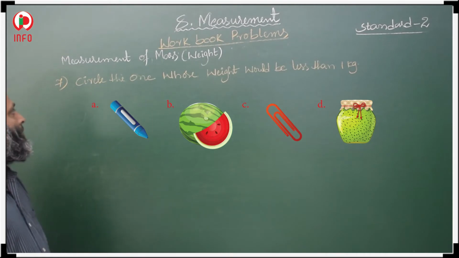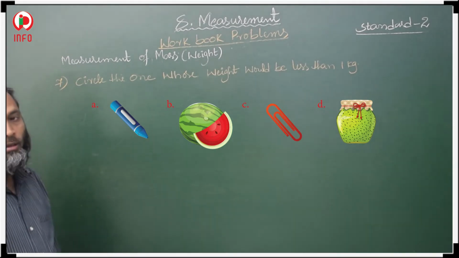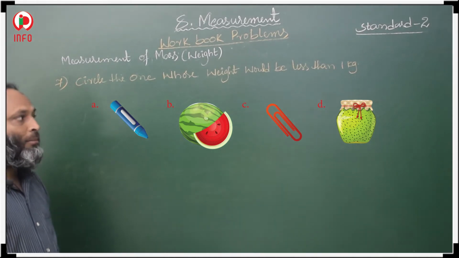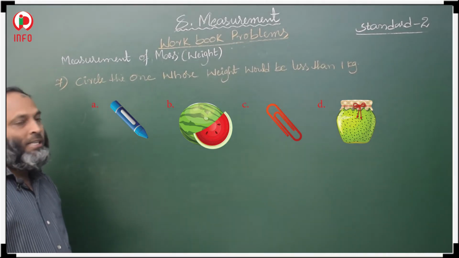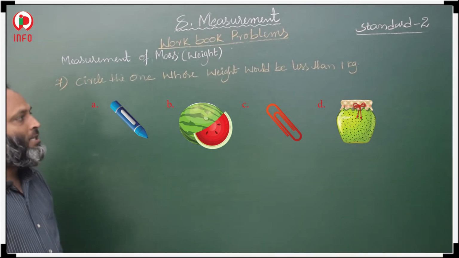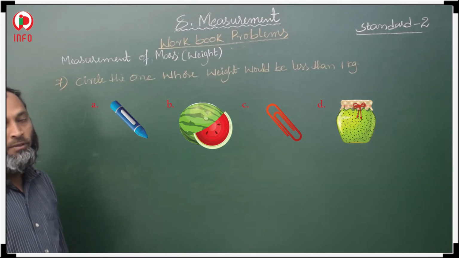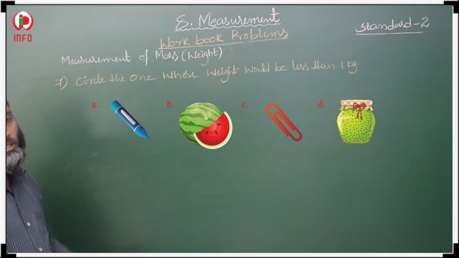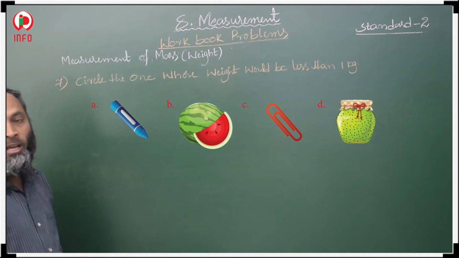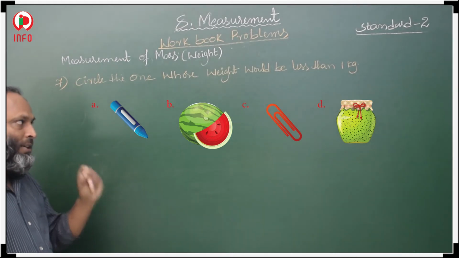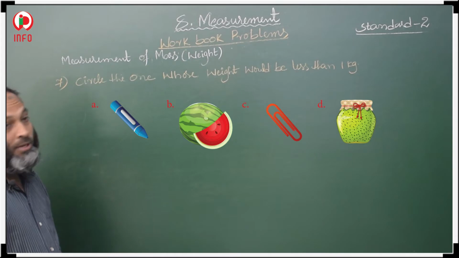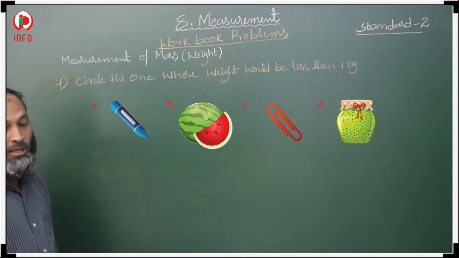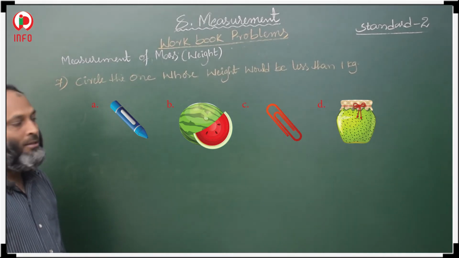Now students, see here, measurement of mass, weight. The next question he has given: circle the one whose weight would be less than 1 kg. So here we have to guess and circle which one has less than 1 kg weight. Four objects are given. The first one is a pen, the second one is a watermelon, the third one is a paper clip, and the fourth one is a pickle.